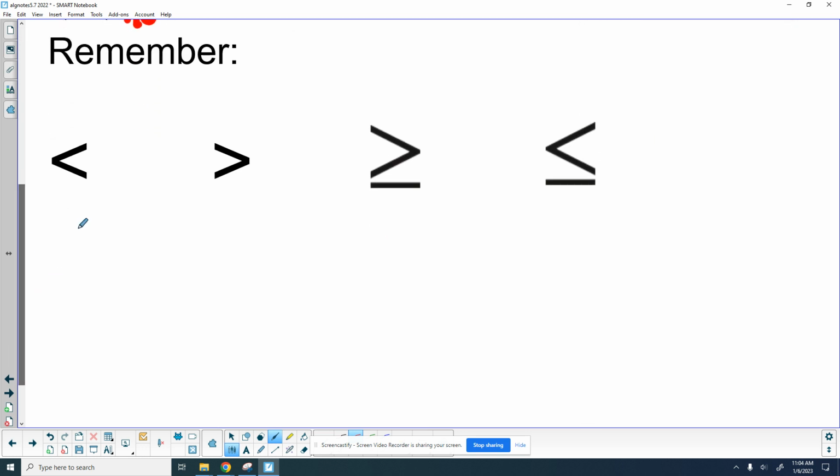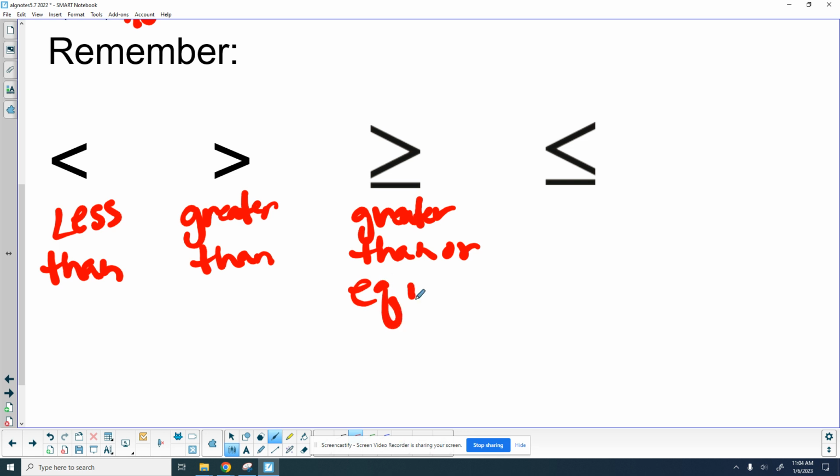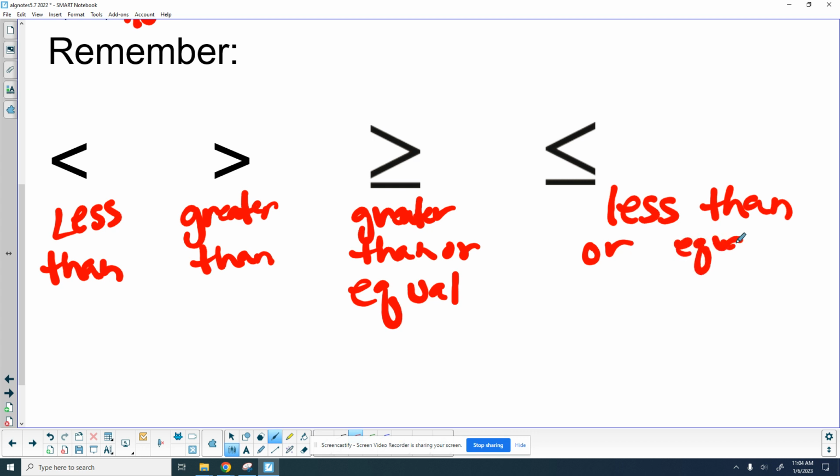So if you remember, this one is less than, and this one is greater than, and greater than or equal to, and then the last one is less than or equal to. So just reminding you what those look like.